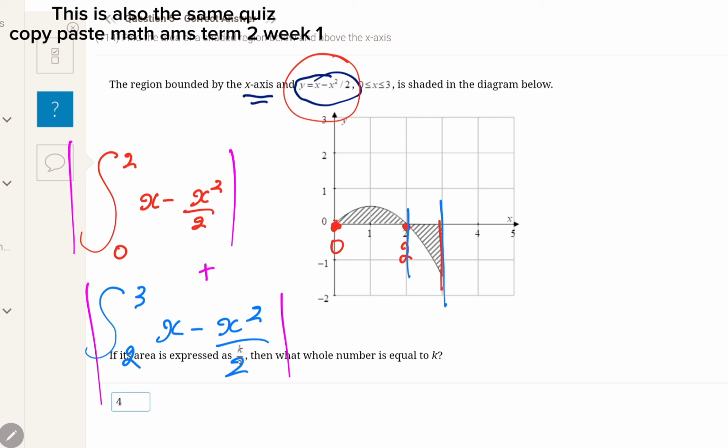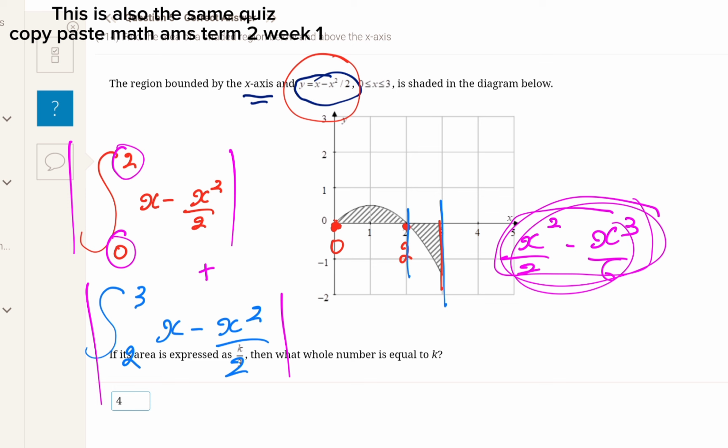If I did that, I would have 2 squared over 2 minus 2 to the power of 3 over 6. Okay, all of it is in brackets, subtracted from 0 squared over 2 minus 0 cubed over 6, which will give me my answer, which is 2 over 3.